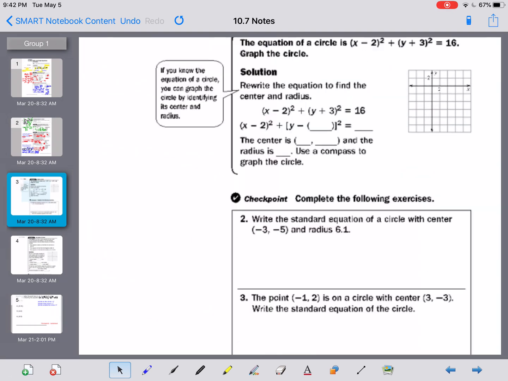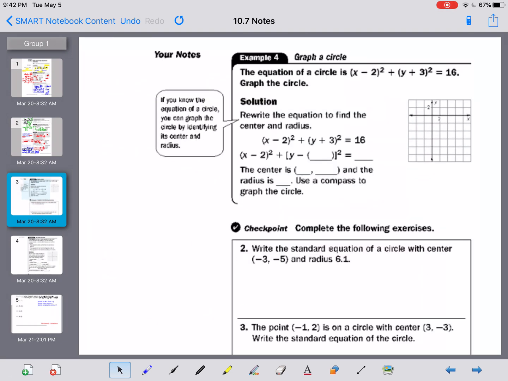All right, this time we're going to start with an equation, and we're going to graph the circle. Just like when we need to write the equation, when we need to graph it, we need to know two things. We need to know the center of our circle, and we need to know the radius. Once we know those, we have enough information to graph.